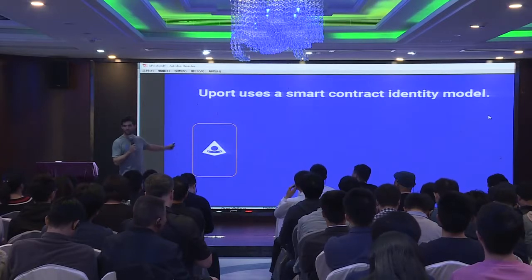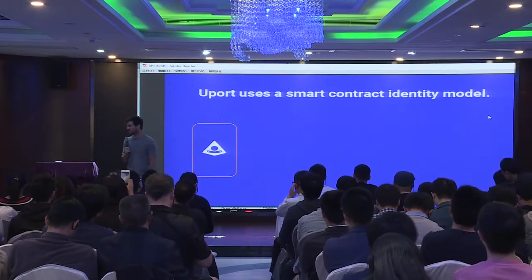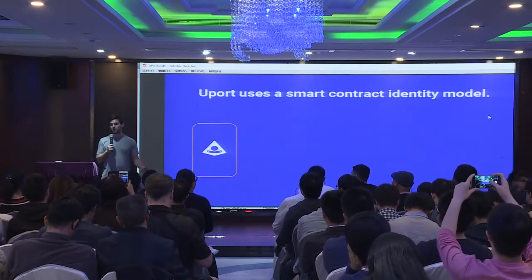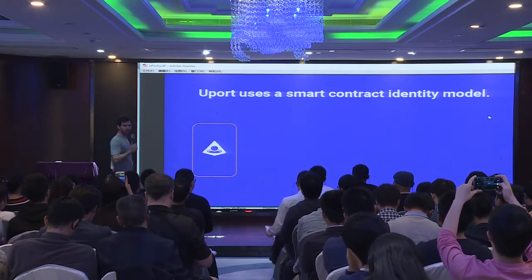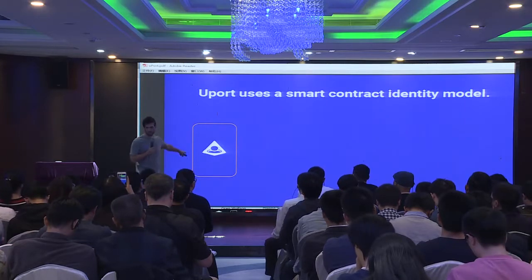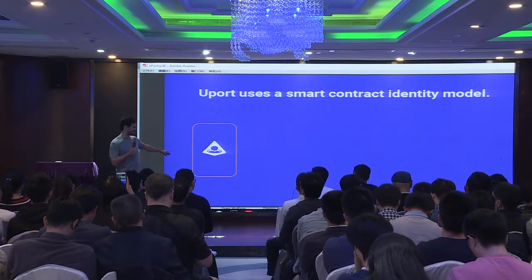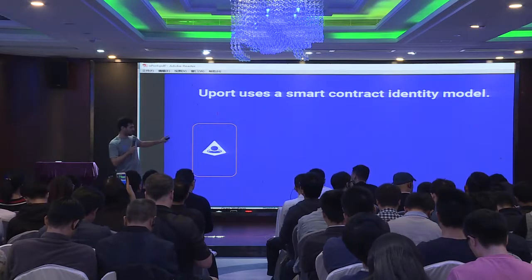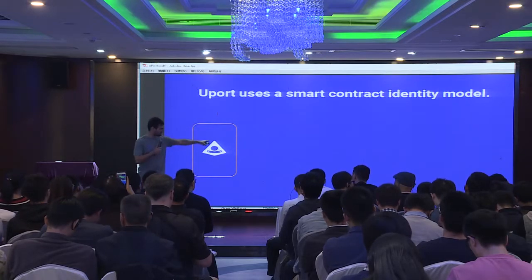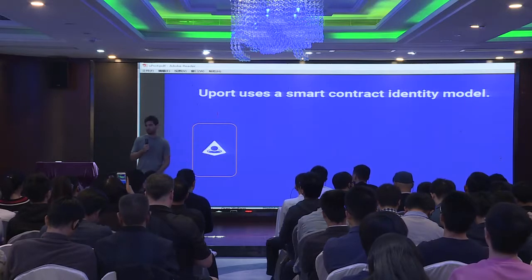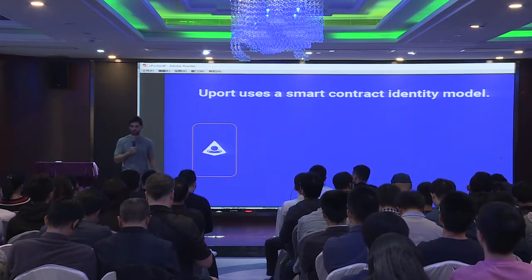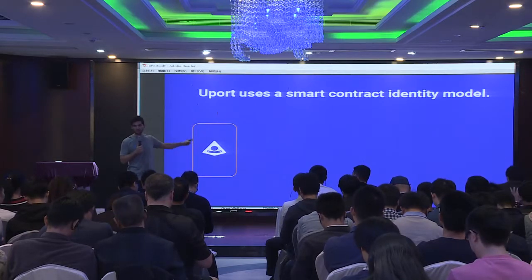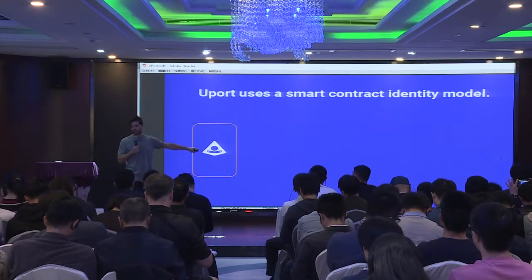Viewport uses a smart contract identity model, meaning that we store private keys. This is a smartphone here. We store private keys on the mobile in the secure enclave on the mobile application. Those private keys control an account registered on any Ethereum blockchain. And it's through that account, that smart contract, that you interact with application contracts.